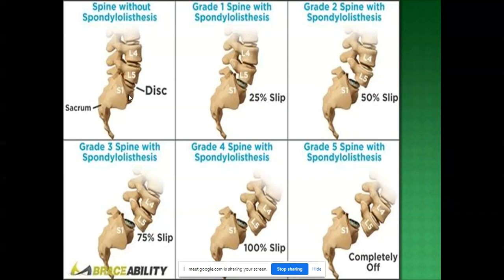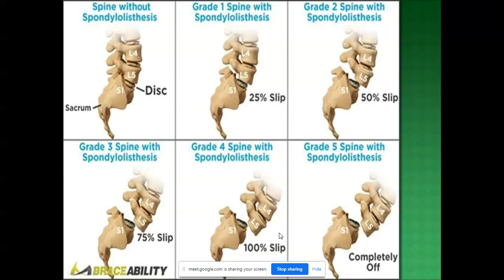The first picture is showing the normal spine. In the second picture, we can see 25% of the slip is present. That is grade 1 spondylolisthesis. Here you can see L5 has slipped forward. So that is 50% of the slip. That is called grade 2 spondylolisthesis. Here you can see 75% of the slip. So this L5 has moved forward. That is grade 3 spondylolisthesis.